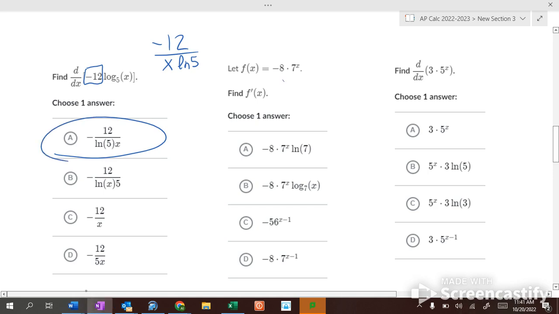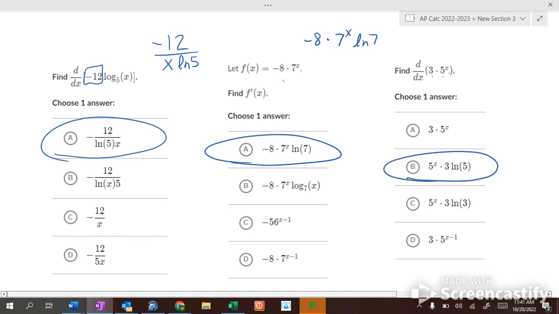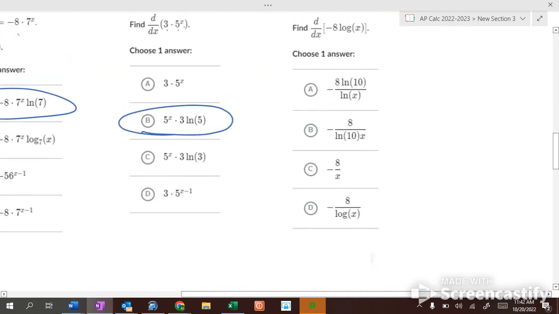Okay? Now this is the a to the x thing. So negative 8 is out in front, negative 8's in the numerator. Well, then it's 7 to the x power. So it's times 7 to the x power times the natural log of 7. So it's negative 8, 7 to the x, natural log of 7, it's A again. Okay? 3 times 5 to the x is the same fashion as this. It's not a log. So it's 3 out front, 5 to the x times the natural log of the base. So that should have one more. Yep.